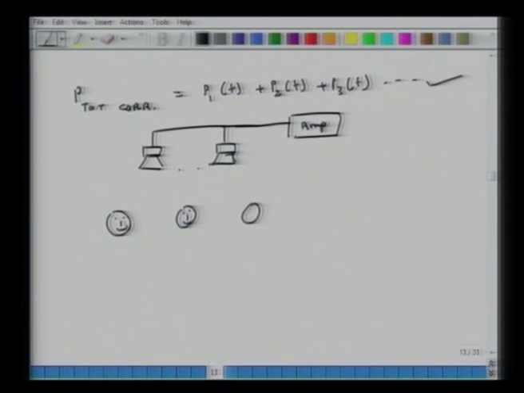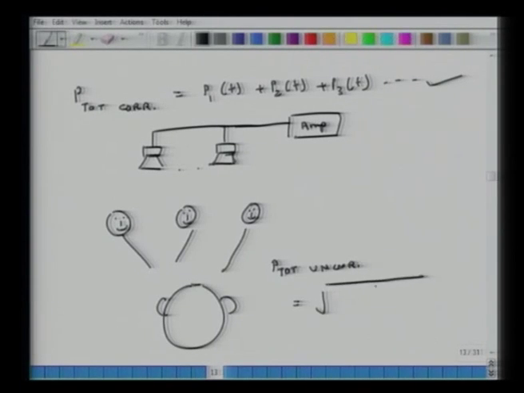If I have uncorrelated sound, I could have one speaker, or actually a human being, so I could have three human beings. They are generating sound, they are talking, and the person who is listening is situated a little away. In this case P total uncorrelated equals the square root of the sum of the squares of P1, P2, P3. So here we don't have any information on the phase.